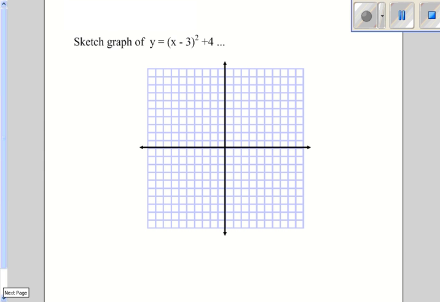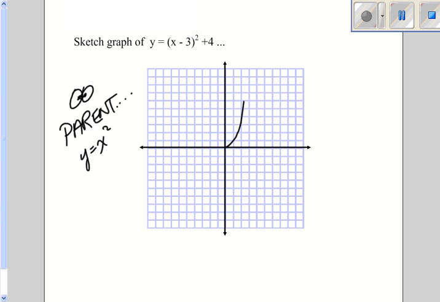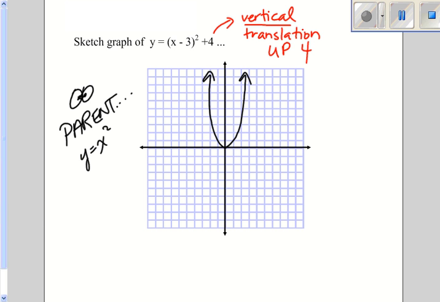We're going to sketch the graph of y equals x minus 3 squared plus 4. First thing I'm going to look for is my parent function. That's why we have the cheat sheets up on the wall. My parent function is y equals x squared. Y equals x squared, I know. I know about vertical and horizontal translations. I know that when I add a number onto the end of a function, that I have vertical change. So if it's not within the function or within the brackets, it's outside, it is a vertical change. This is a vertical translation. And because we're adding, it will be up 4.